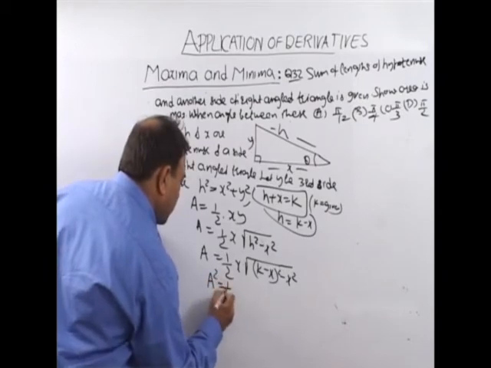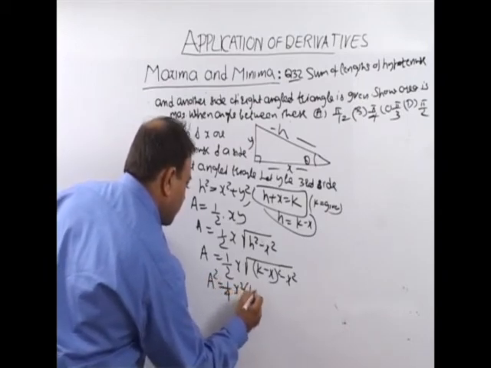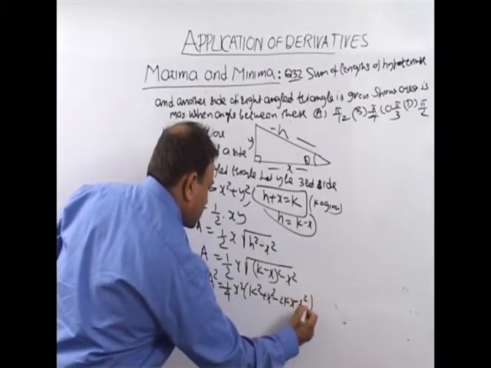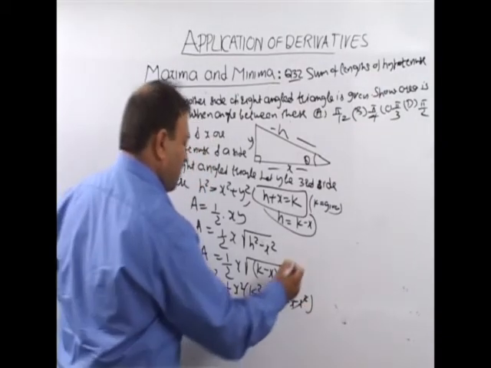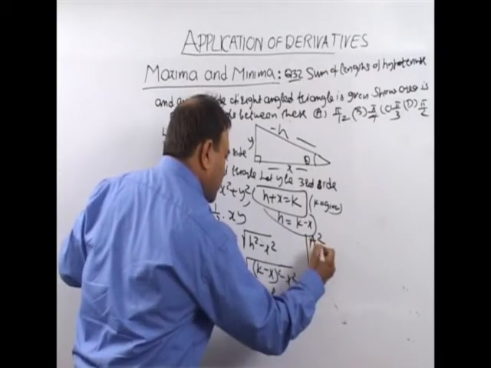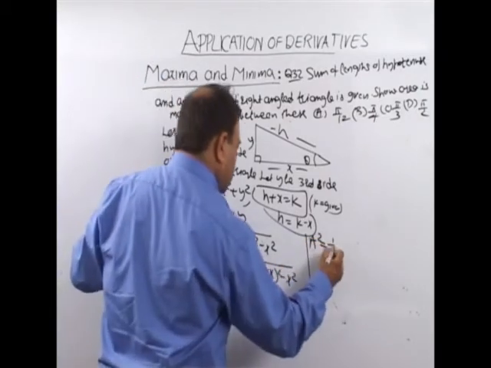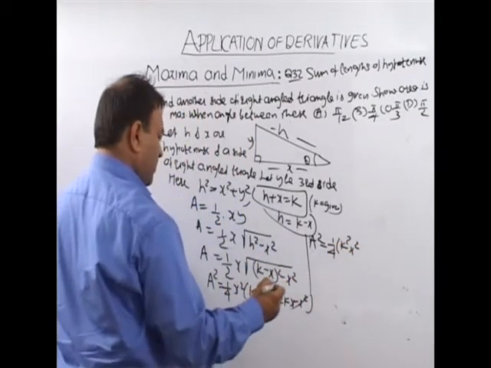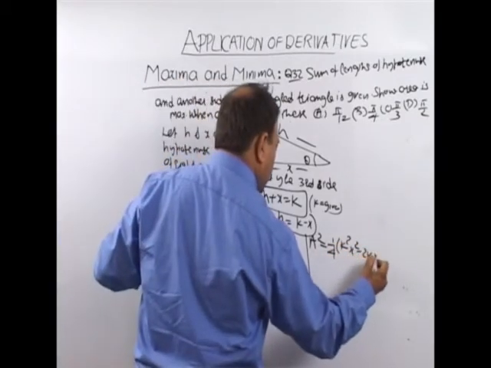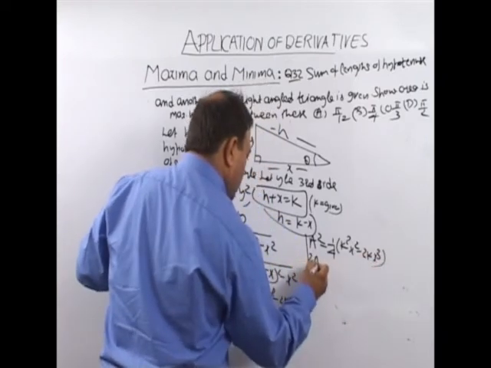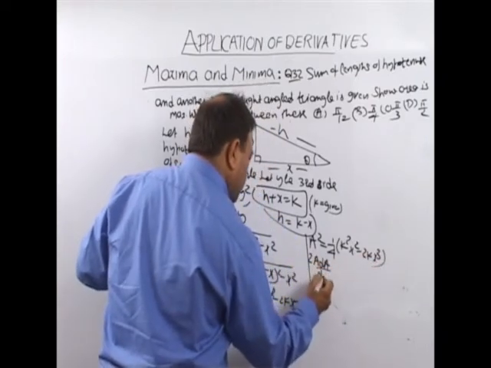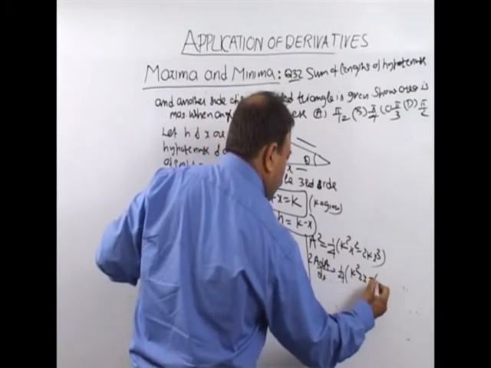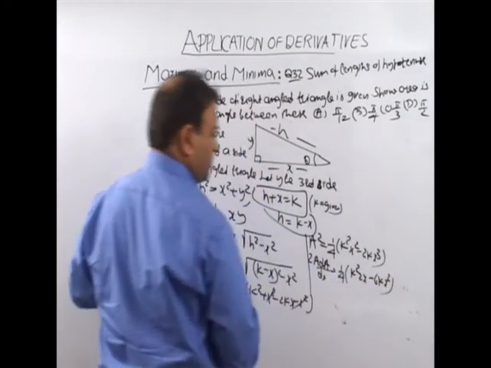Area square is equal to 1/4 x square into k square plus x square minus 2kx minus x square. X square will be cancelled out. We got area square is equal to 1/4, it comes out to be k square x square minus 2kx cube. 2A dA upon dx is equal to 1/4 k square into 2x minus 6kx square.